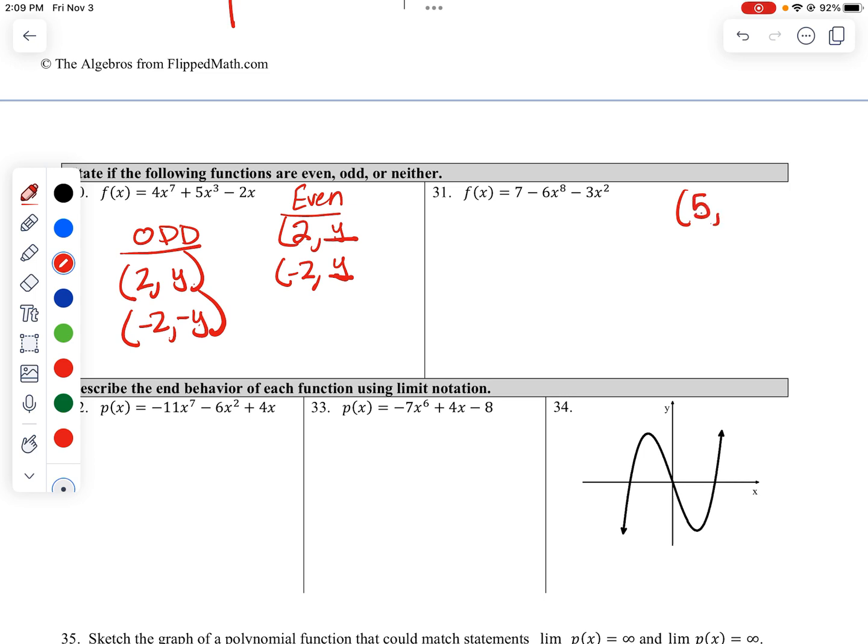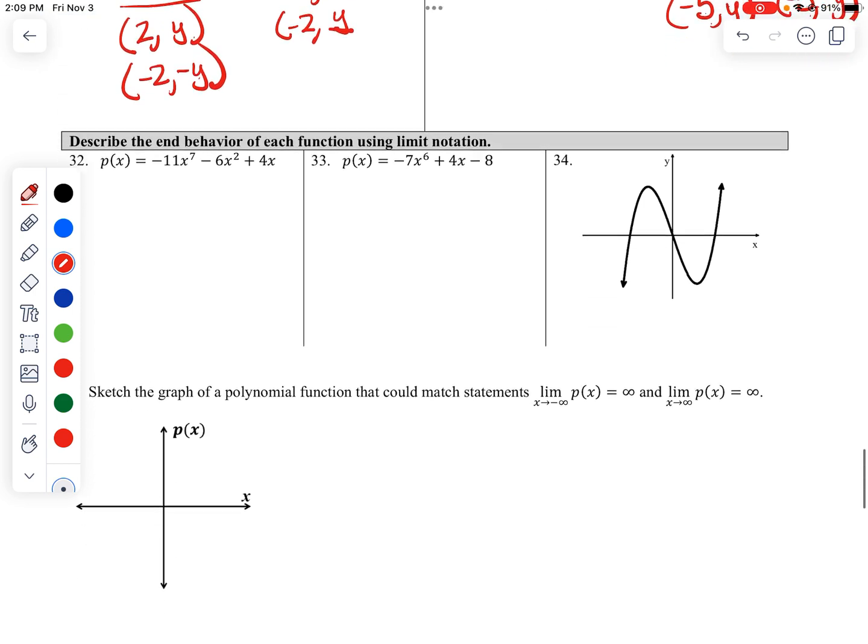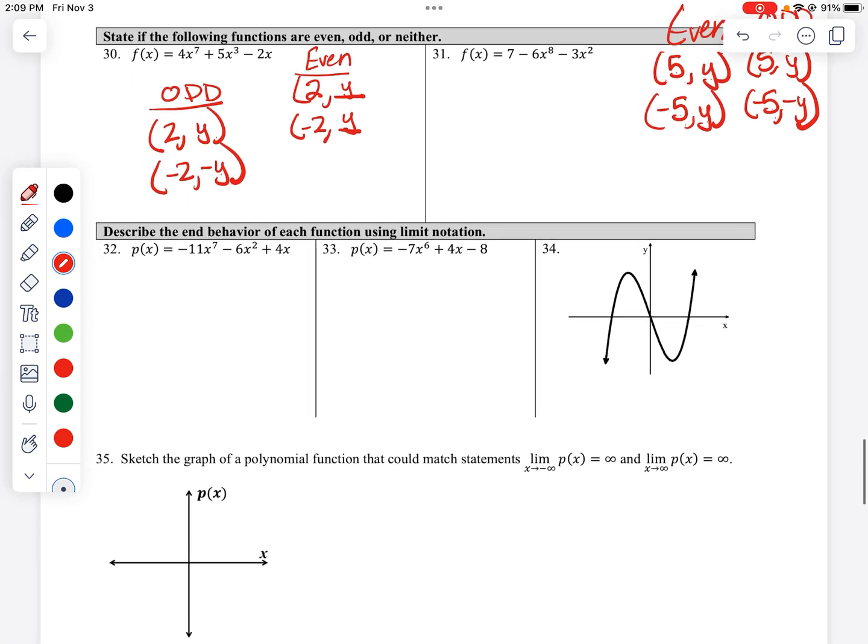So we could test it that way as well by picking a value to plug in. All right, 5. If it's even, a y value comes out, and if I plug in negative 5, that same value comes out. Whereas if it's odd, if I plug in 5 and y comes out, if I plug in negative 5, it has to be that opposite value. And I'll let you guys try those.